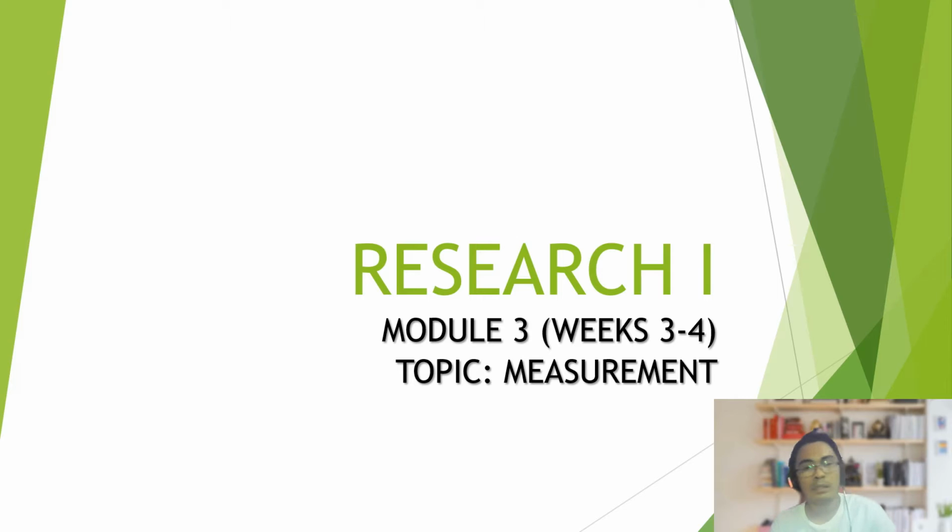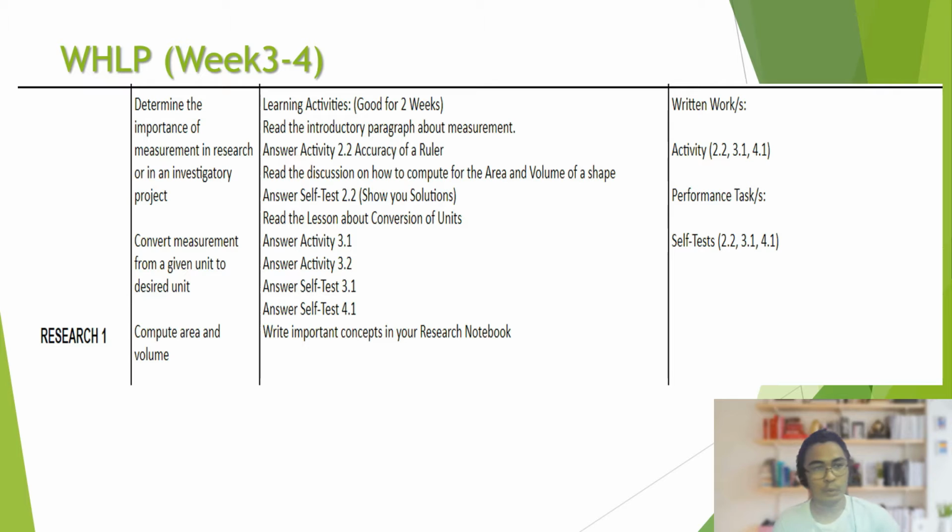Okay. Anyway, the topic for Research 1 is all about measurement. So, as to your weekly home learning plan, these are the activities that are expected for you to actually accomplish in 2 weeks time. So that is week number 3 and week number 4. First, you need to begin reading the introductory paragraph about measurement, and then after that, you need to answer activity number 2.2, which is entitled "Accuracy of a Ruler."